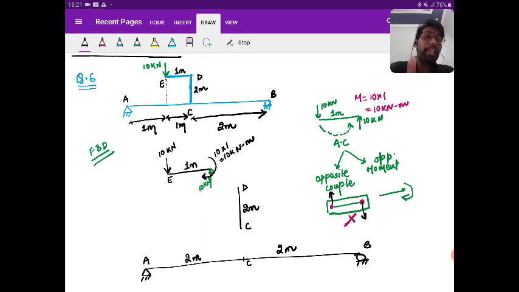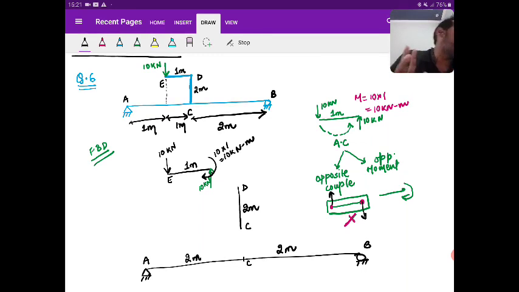So in the member ED, we can see that E is a free end. And if E is a free end, it cannot resist any force. So you are left with only 1 point, that is D, that can resist the load. Right. So we have only one option to balance this couple, that is moment. The couple is in anti-clockwise direction, so we will be balancing it with the clockwise moment.